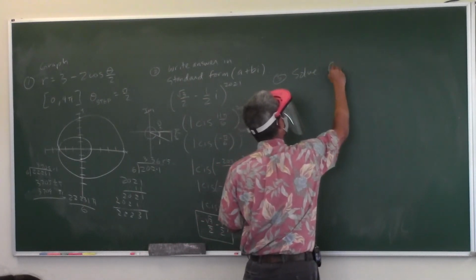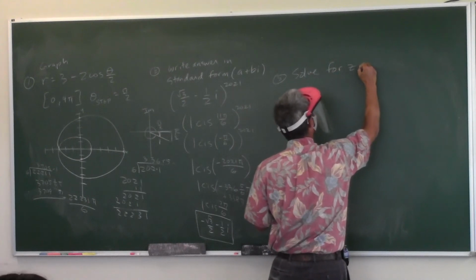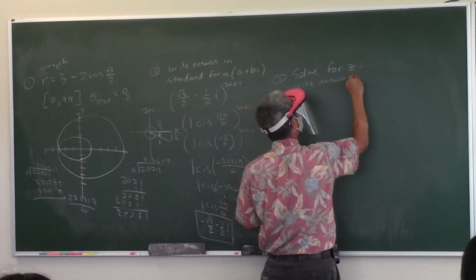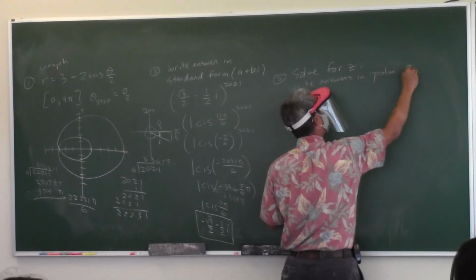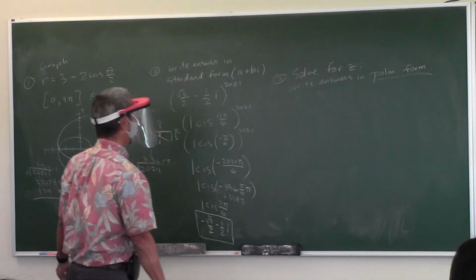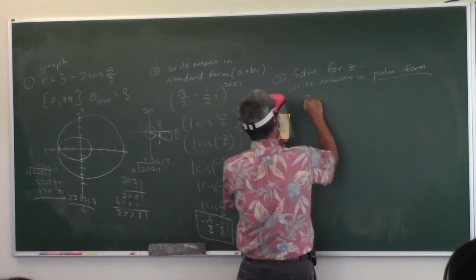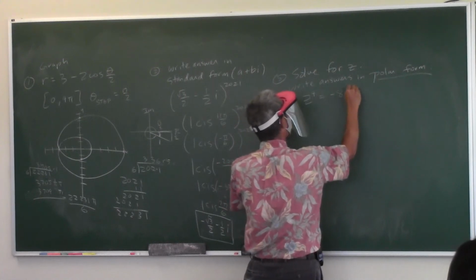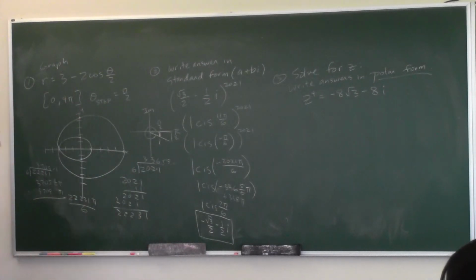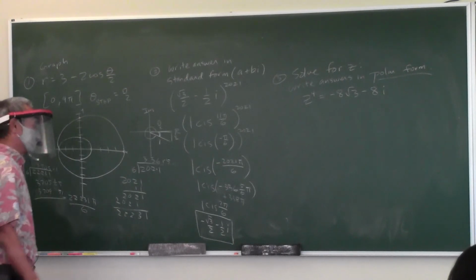Solve for z and write your answers in polar form. This will save you time. I've got to give you the equation: z to the fourth is equal to negative 8 root 3 minus 8i. I think you had something like that on your homework. Anyway, before you even start, how many answers should there be? 4, so make sure you have 4 answers. Don't just give one. Every year a few people give just one answer. That's impossible.